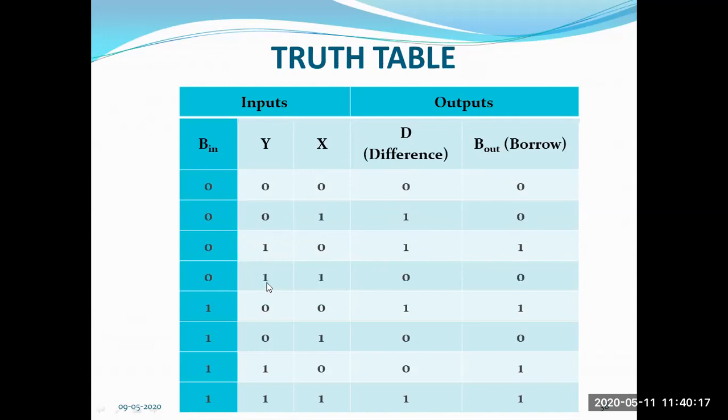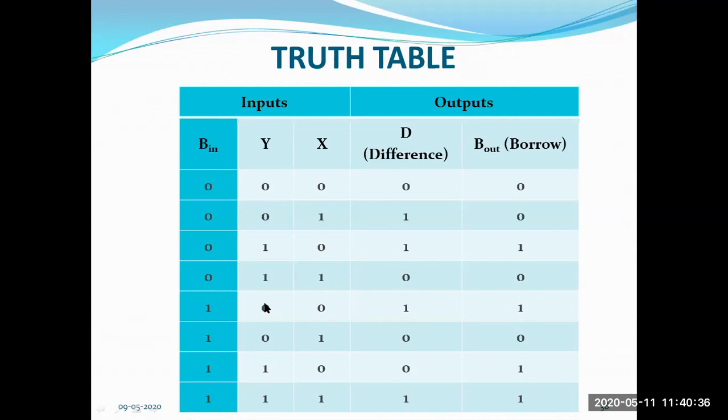1 minus 1 is 0. 0 minus 0 is 0. So the difference is 0 and your borrow is 0. And here you have 0 minus 0, 0. 0 minus 1. So the difference is 1 and your borrow is also 1.